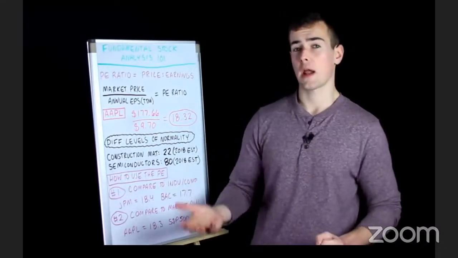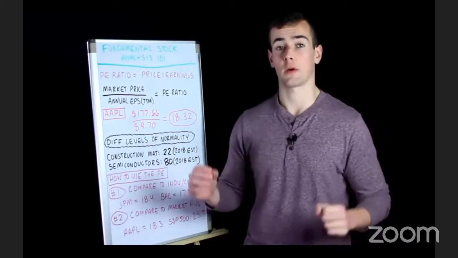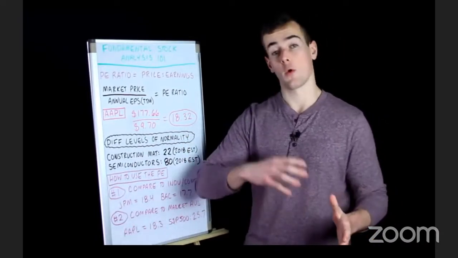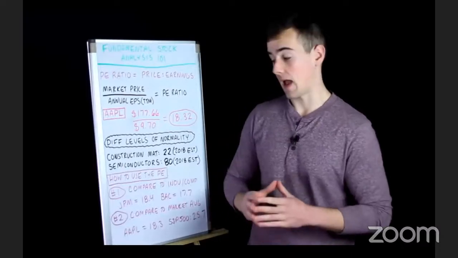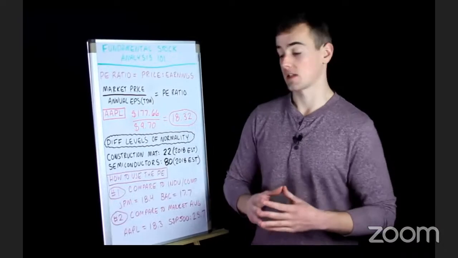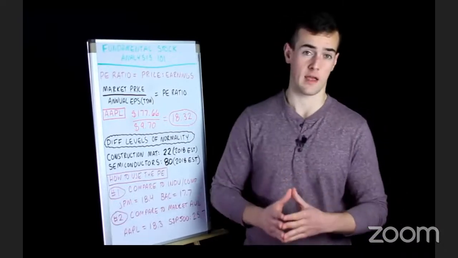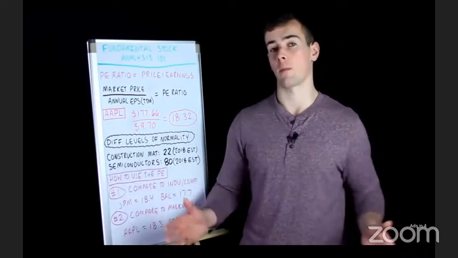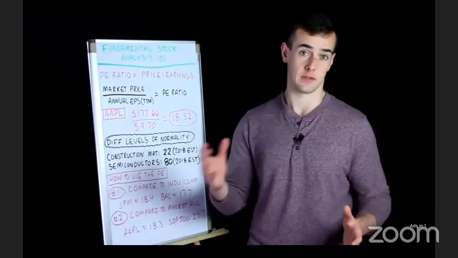Now, the other way you can use the PE ratio is to compare the price of this stock to the overall market average. So we know that Apple's PE ratio is 18.3, but the average PE ratio of the S&P 500 is 25.7. So in relation to the overall market, we can see that Apple stock is significantly cheaper.